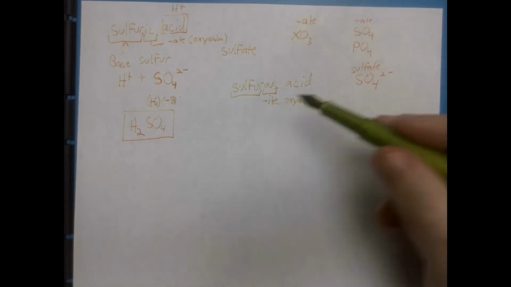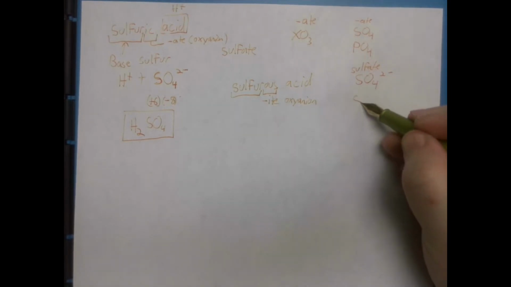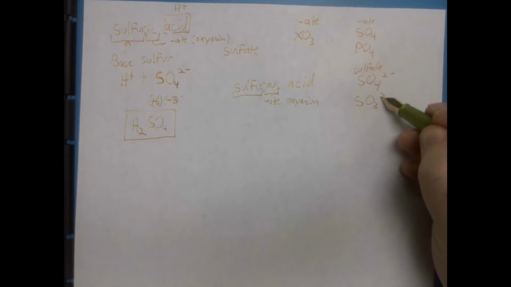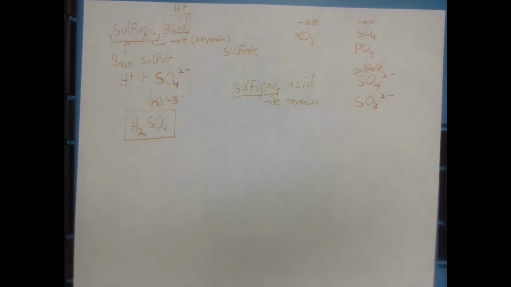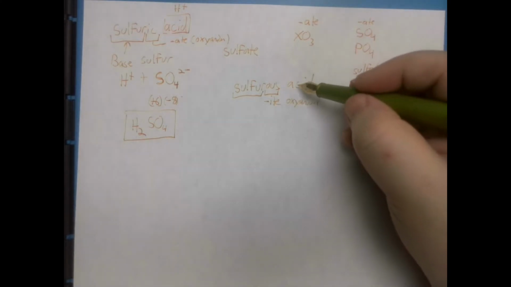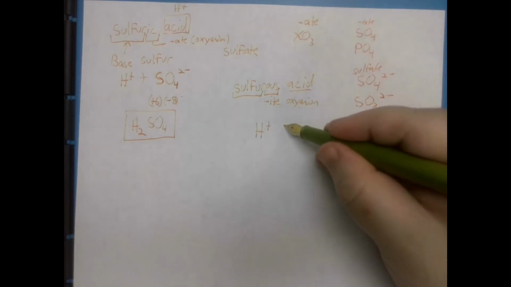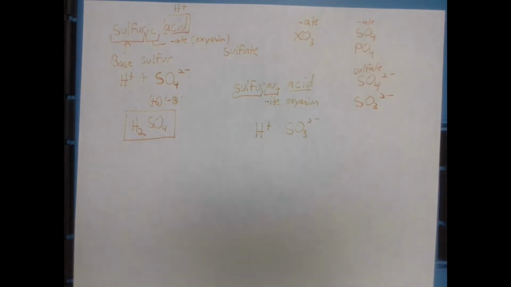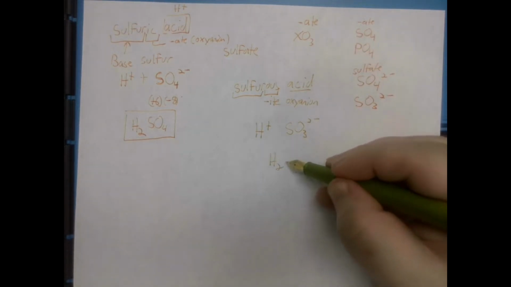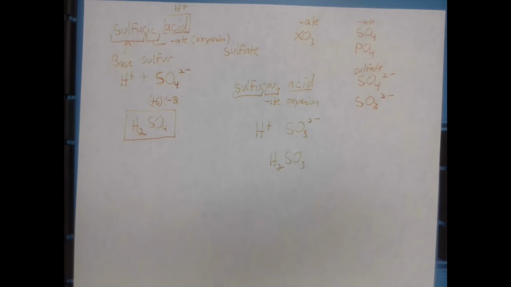And when we go to an -ite, we remove an oxygen and keep the charge. And the acid tells us that there's going to be an H plus ion to it. So in other words, this is H plus with an SO3 2 negative. We do our crisscross, and this is the formula for that.